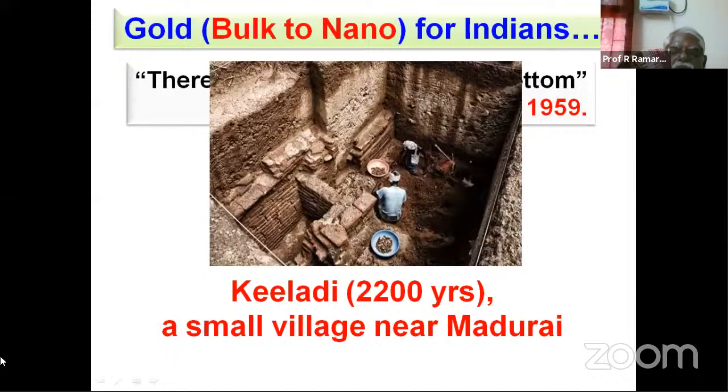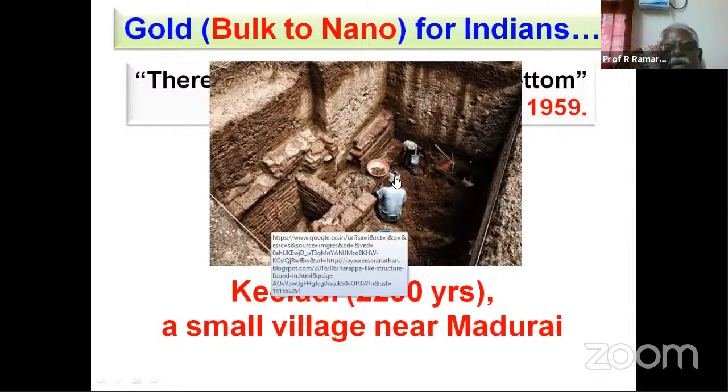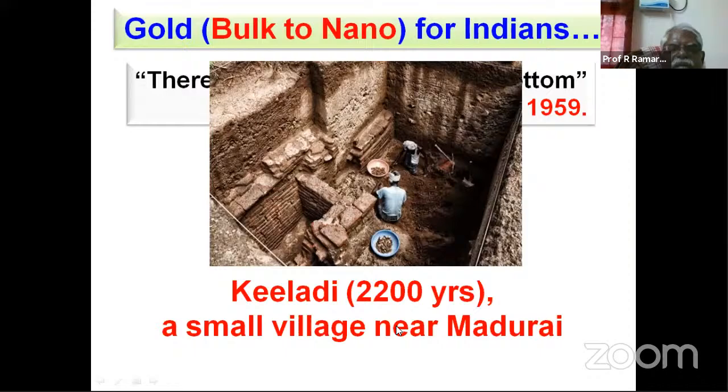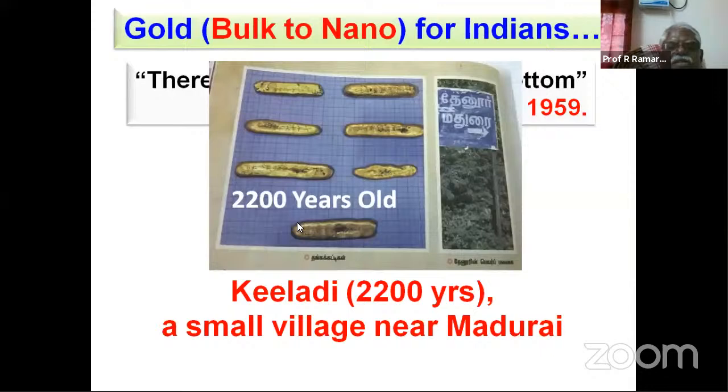Keeladi is a small village near Madurai on the Vaigai bank. They found some of the oldest material and dug that place. So there is plenty of room at the bottom. You can see there were houses, rooms and all. At the same site, they also found gold rods, 2,300 to 2,500 year old gold bars. Such an old time, more than 2,200 years old.